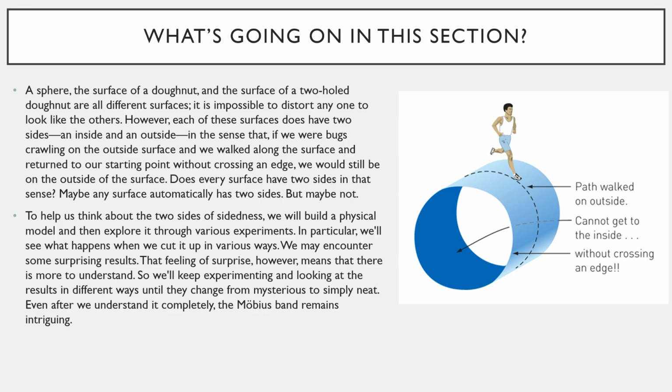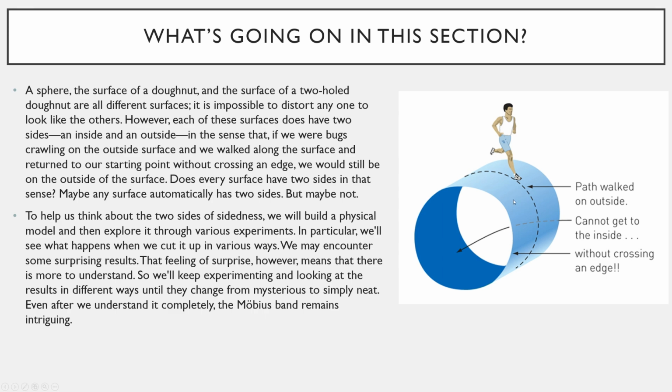Okay, so what's going on in this section? A sphere, the surface of a donut, and the surface of a two-hole donut are all different surfaces. It's impossible to distort any one of them to look like the other, like we were talking about in the previous section, equivalency by distortion. However, each of these surfaces does have two sides, an inside and an outside. In the sense that, if we were bugs crawling on the outside surface and we walked along the surface and returned to our starting point without crossing an edge, we would still be on the outside of the surface. Okay, that makes sense, like you can see here.